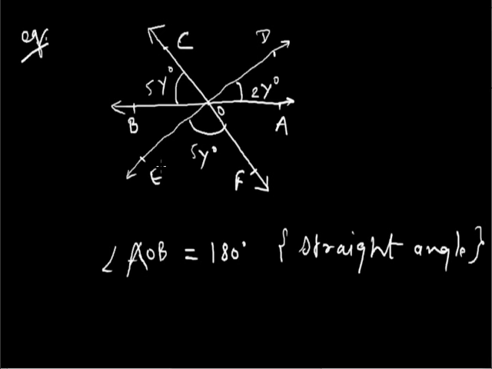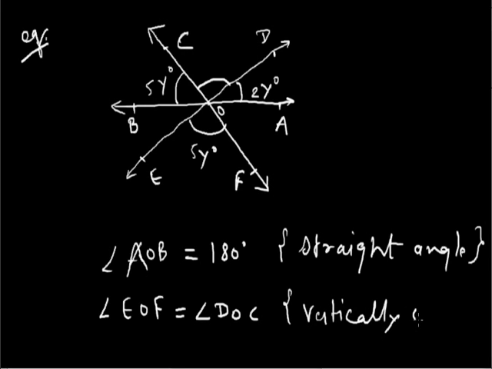Now you can see that angle EOF is equal to angle DOC because they are vertically opposite angles. Angle EOF is equal to angle DOC as they are vertically opposite angles. And what we have learned in the last lecture is that vertically opposite angles are equal.